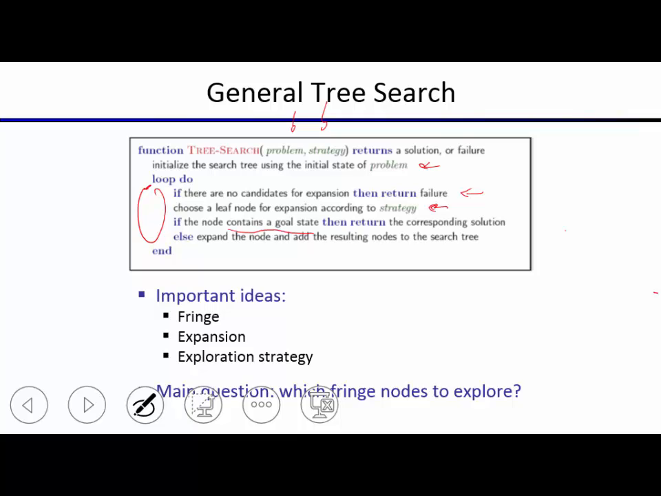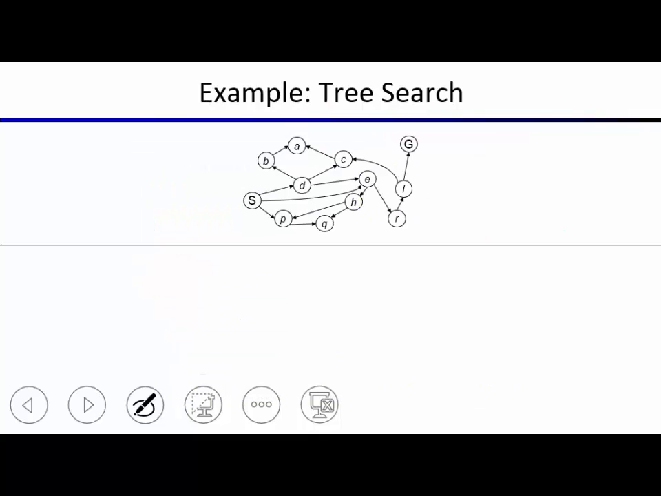Okay, so what are the main ideas here? There's a fringe, which is this set that keeps track of nodes that you still want to expand. There's a concept of expanding a node, and there's a concept of an exploration strategy. Which one do you pick? So let's do this, and you guys will get to pick which one we expand next.